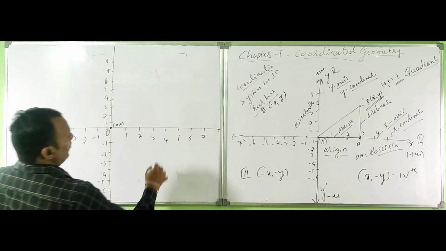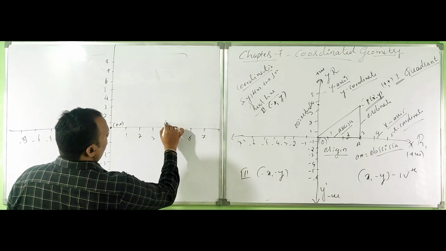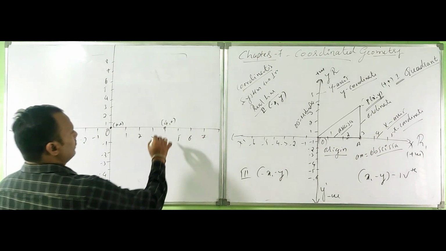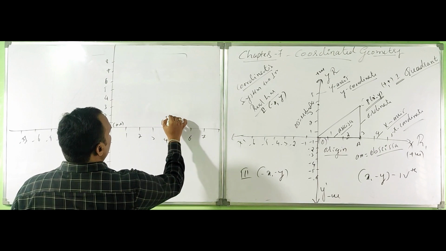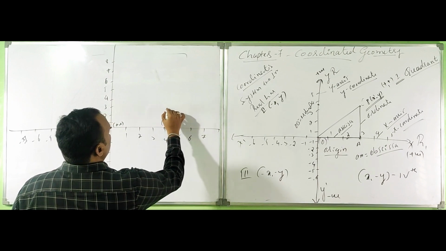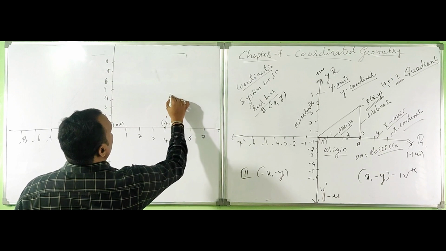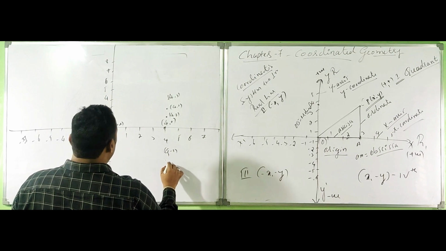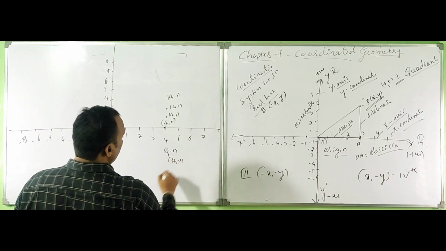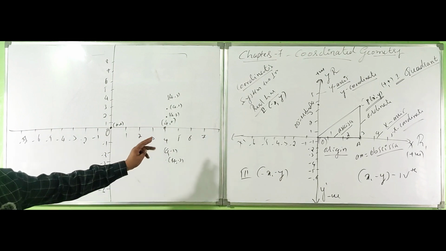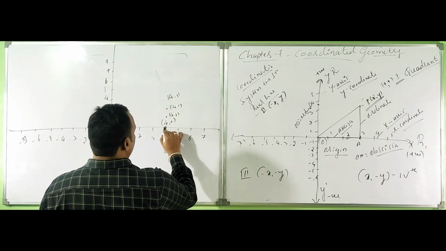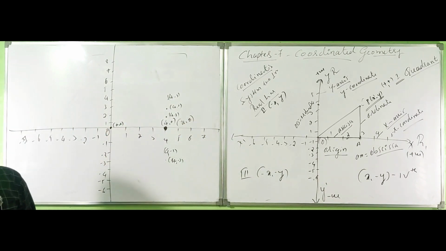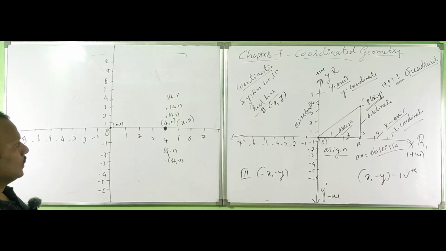See any point here, I am taking 4, and there is no value of 0 here, right? Consider this is the point (4, 0), this is the point (4, 1), this is the point (4, 2), this is the point (4, 3), this is the point (4, -1), and this is (4, -2). See, at the point on the x-axis, very important, the value of y is 0. At the x-axis, the value of y is 0.